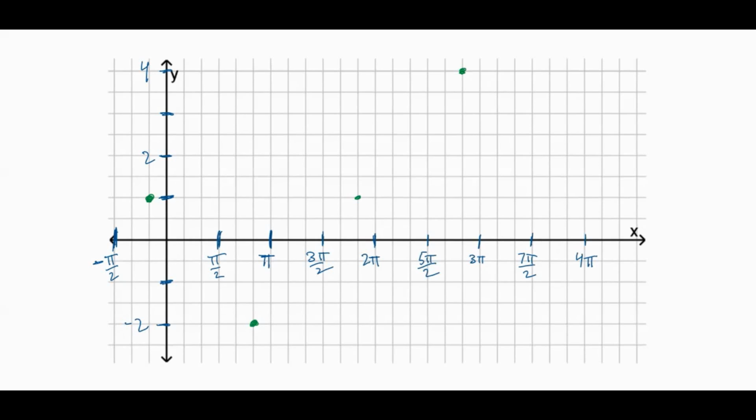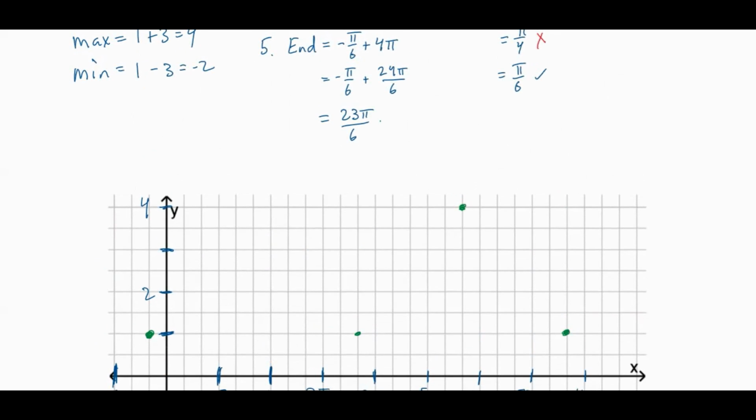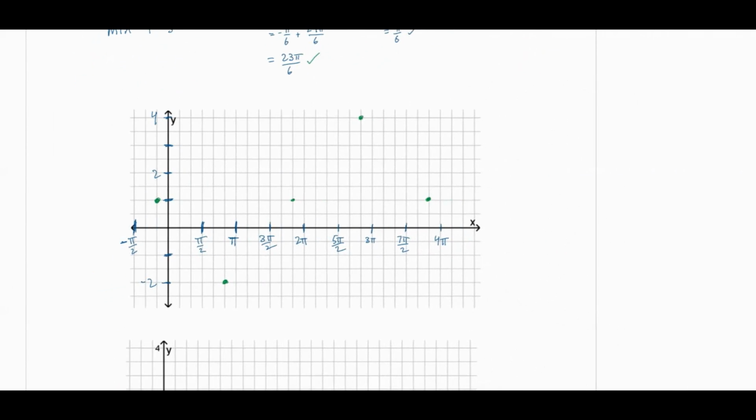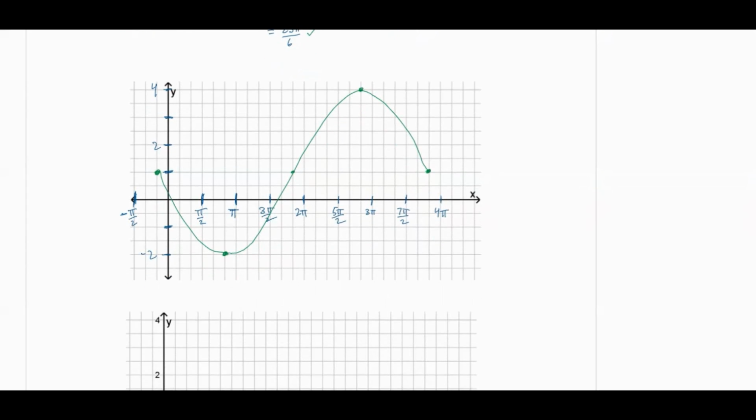And our double check, 4 pi is 24 pi by 6. I go back 1 to 23 pi by 6, which was our end. So it looks like our scale worked out and it looks good to me. Questions about that? The grid will be good for getting all 5 points on there for sure. Yep.